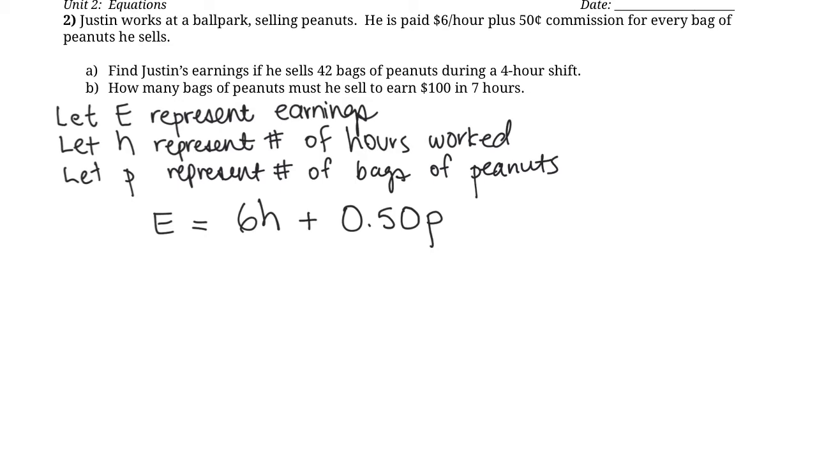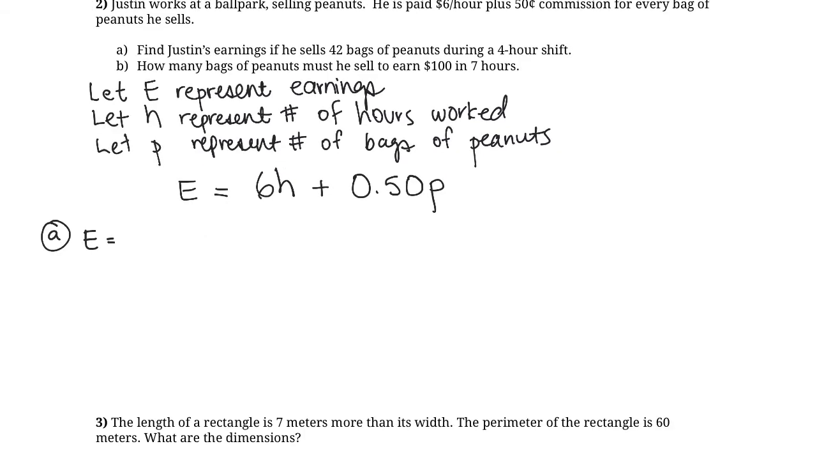In question A, we're asked to find Justin's earnings if he sells 42 bags of peanuts during a 4-hour shift. So we are told that he can sell 42 bags of peanuts. So that means in the place of letter P, I can put in the number 42. And we're also told he works a 4-hour shift. So that means in the place of the letter H, I can put in a 4.